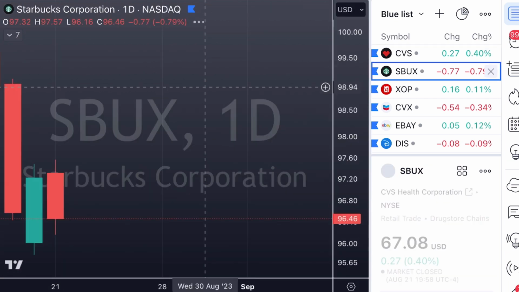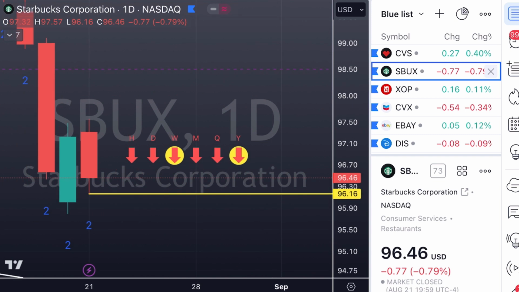Let's move on to Starbucks. So Starbucks has a 2 up. Remember we talked about the 2 down? This one here is a 2 down that finished green. Well, this one went up and it reversed.